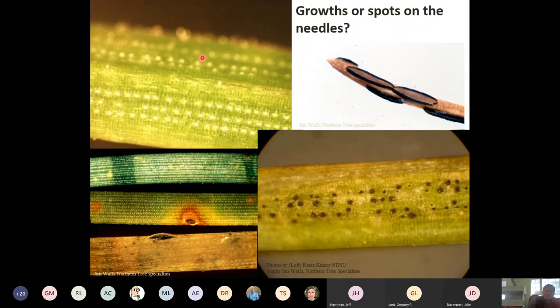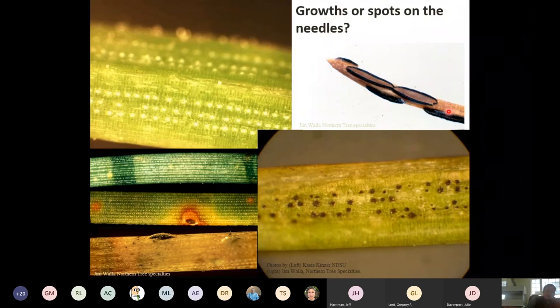So this is what a healthy needle is supposed to look like. And this is the same type of needle, a spruce needle, with fungal fruiting structures on it. The spores are produced from these little black spots or masses of fungus, and that's how the disease gets around. These are fruiting structures as well. Every different fungus has different shaped and sized fruiting structures.